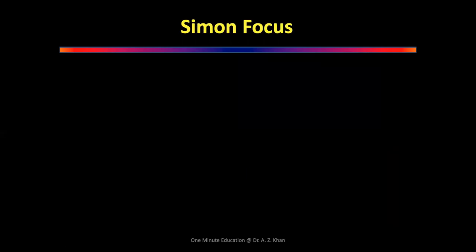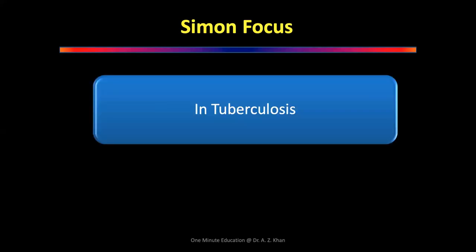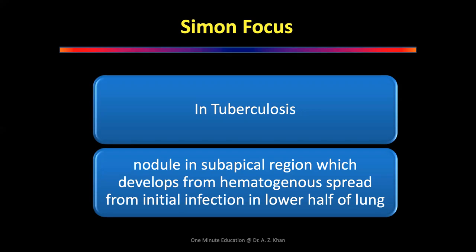What is Simon's focus? Okay, it's present in tuberculosis. It's an apical, subapical nodule. It's usually because of hematogenous spread of infection in the lower half of the lung, as opposed to Ghon's focus, which is a primary focus in the lung because of tuberculosis in the lung. Simon's focus is tuberculosis elsewhere, which spreads via the bloodstream and comes to the lung. That is called a Simon's focus.